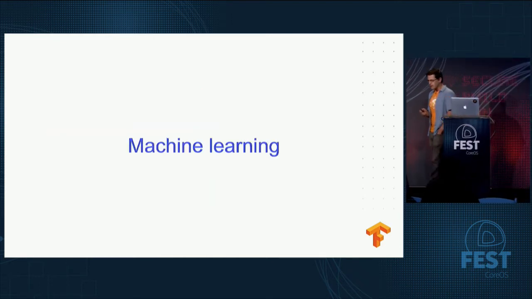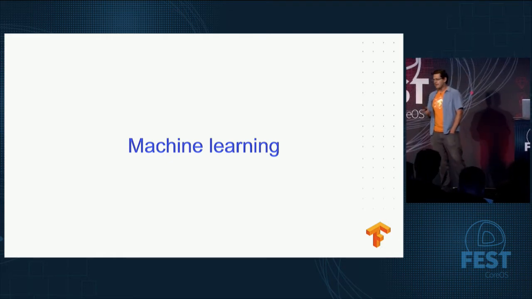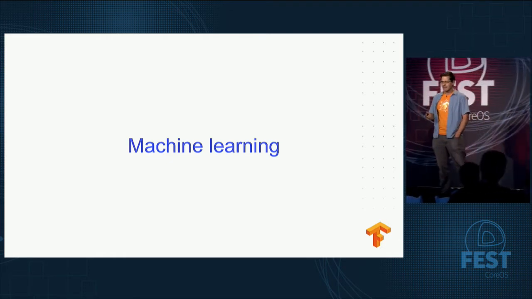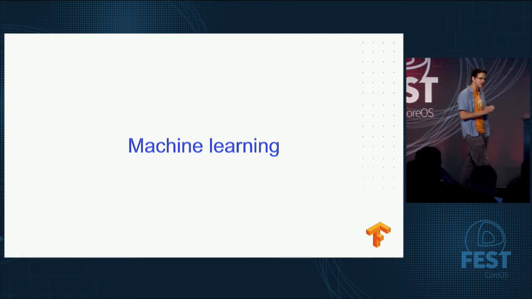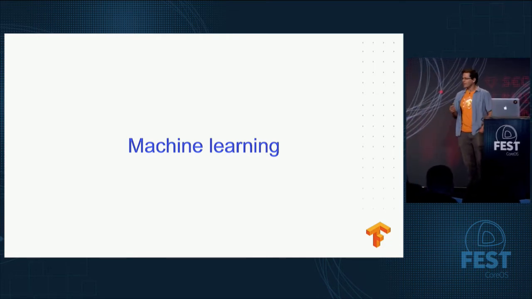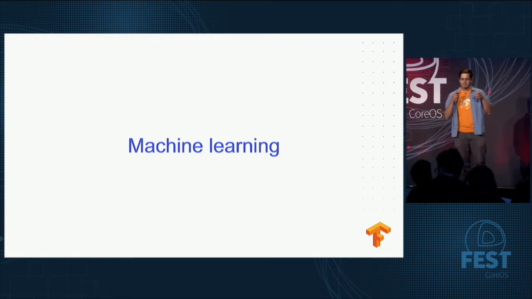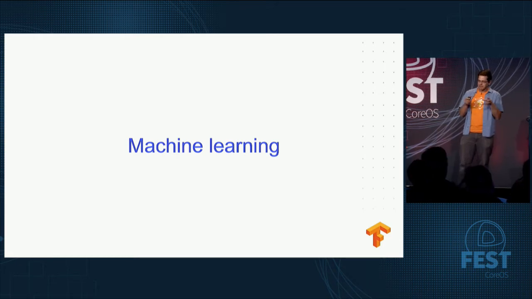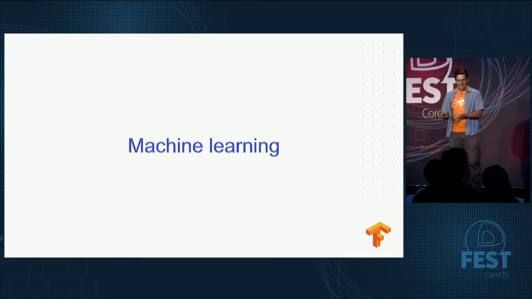So, machine learning. Machine learning is a gigantic field, but the simplest approximation is that machine learning is what happens when you realize that I'm not smart enough to solve this problem, but I have data, and I'm smart enough to build a system that can learn the solution from my data.